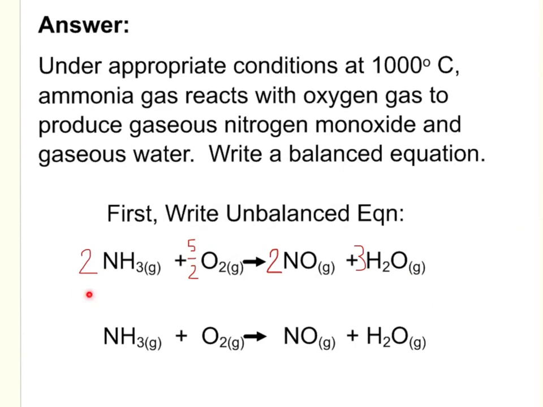We always have only whole numbers as coefficients. We don't ever have anything except for a whole number as a coefficient. So what we can do in this case is that we can take the entire equation and multiply by 2. And when we do that, 2 times 2 is 4. 2 times 5 halves is 5. 2 times 2 is 4. And 2 times 3 is 6. So our balanced equation will look like this with these coefficients in them.